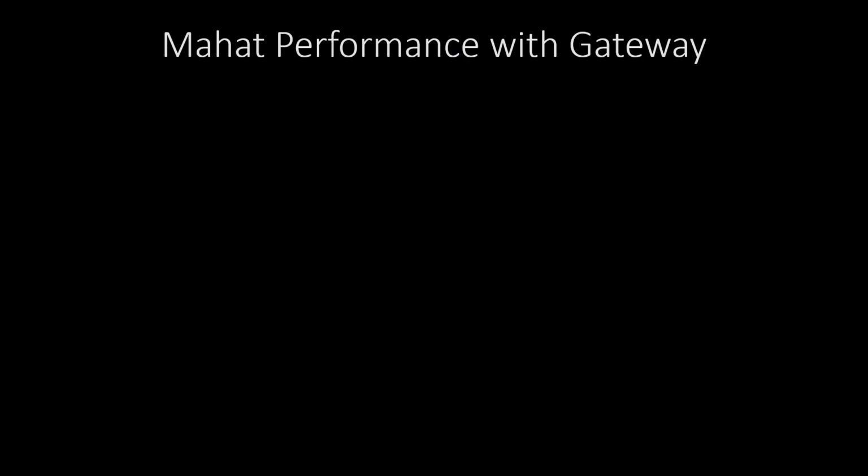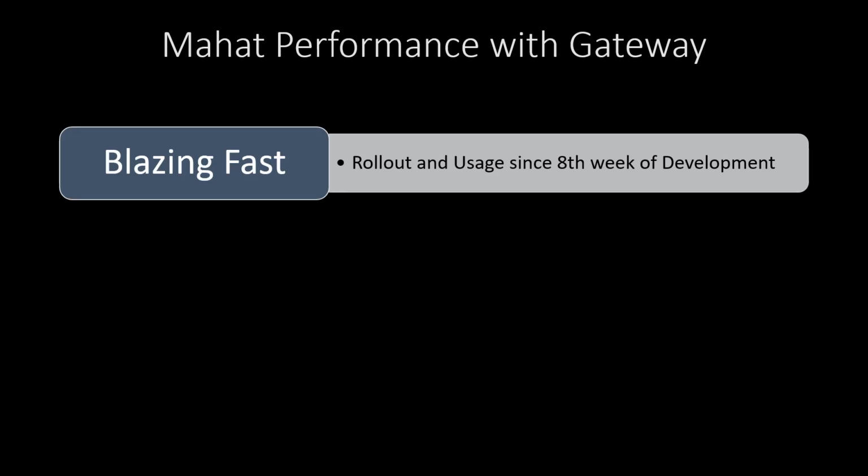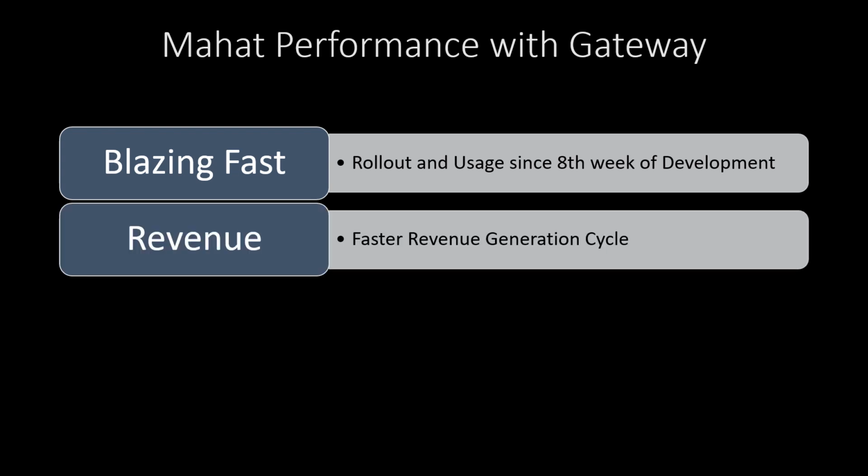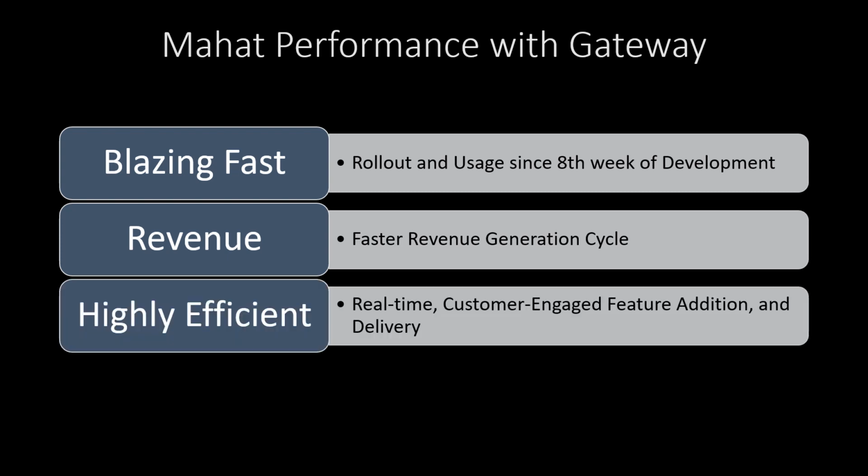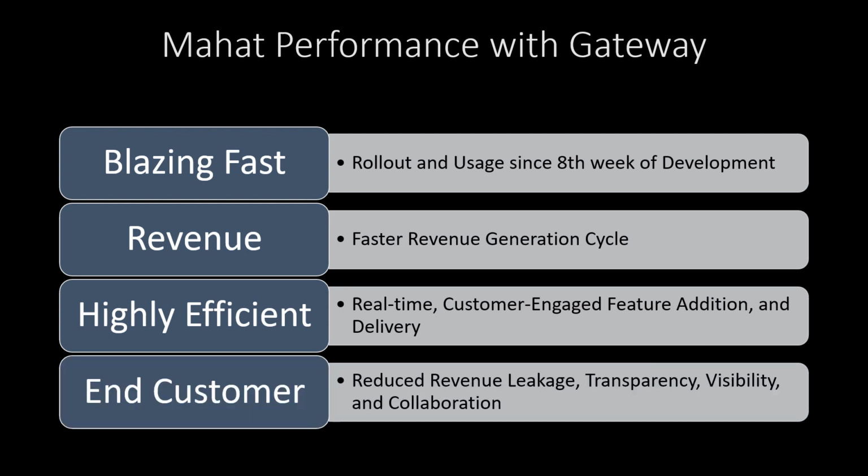Here is Mahat's performance in developing Gateway. It had blazing fast rollout and usage since its 8th week of development. It enabled faster revenue generation cycle. It had real-time, customer-engaged feature addition and delivery. And it reduced revenue leakage, brought transparency, visibility, and collaboration start through finish.